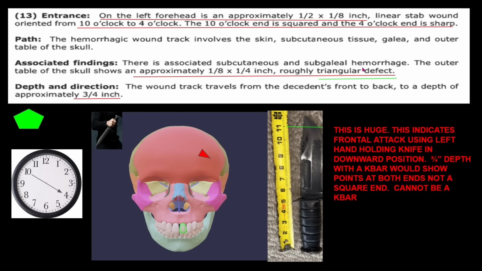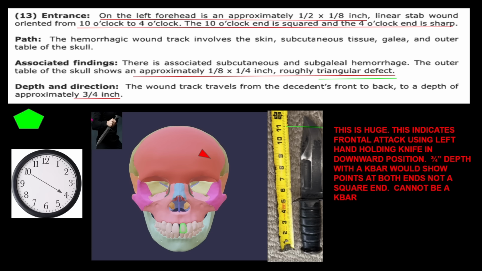Now, it also shows it's next to a wound that shows a triangular defect, 1/8 by 1/4 of an inch. So they're associating another wound possibly with this wound. I don't know why. But this is likely an attacker holding the knife downward in their left hand, making this wound, because the wound travels from the decedent's front to back in approximately 3/4 of an inch. I believe that's a good indication of actually holding the knife.